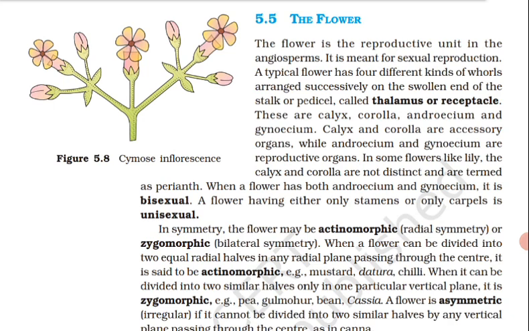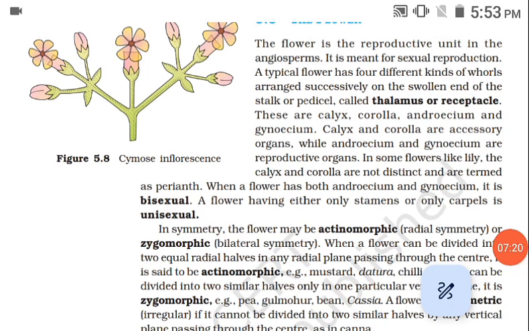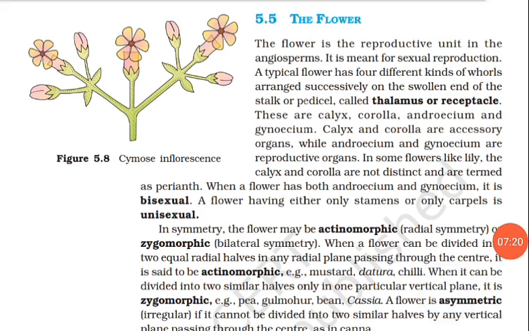If one margin of the appendage overlaps that of the next one and so on, as in China rose, ladyfinger and cotton, it is called twisted, which you can remember by cochinilla. If the margins of sepals or petals overlap one another but not in any particular direction, as in cassia and gulmohar, the estivation is called imbricate, which you can remember by ikkagul: imbricate, cassia, gulmohar.